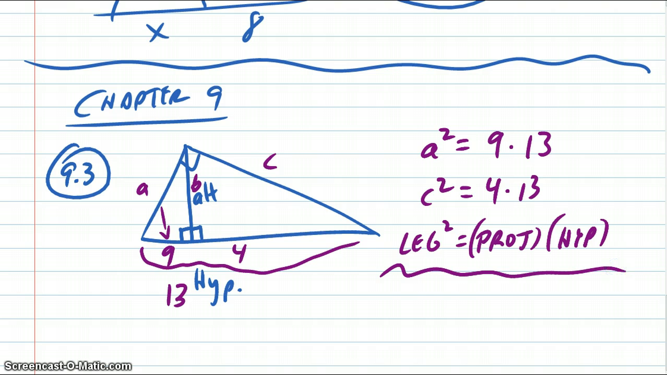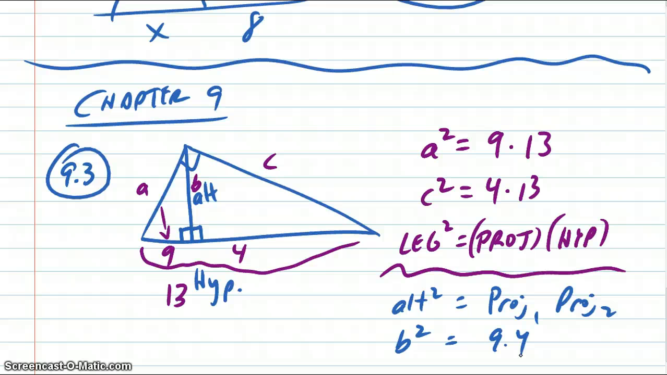The third side can be found by taking the altitude and squaring it, and that's like projection 1 times projection 2. And so in our example, it's b squared equals 9 times 4. And so you probably want to pause the recording and write that down at this point.